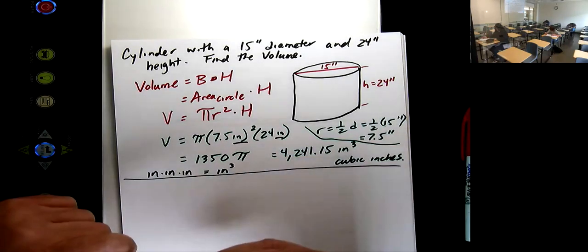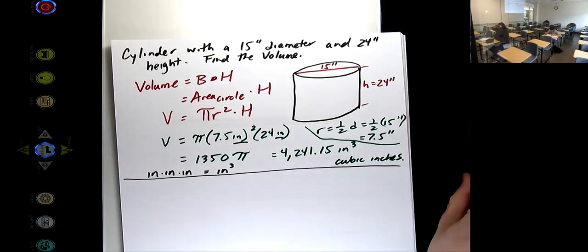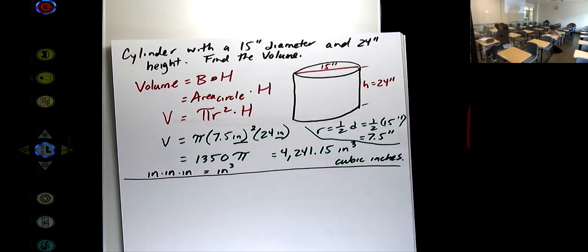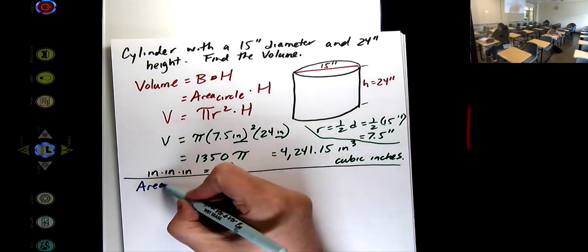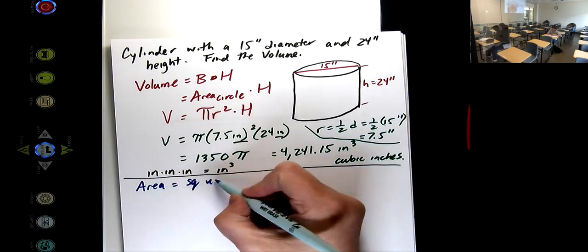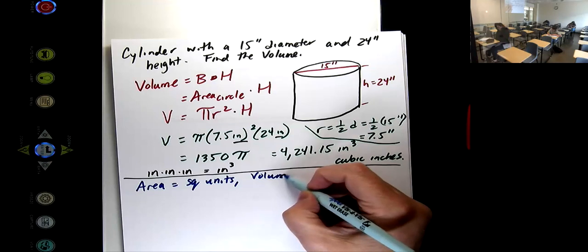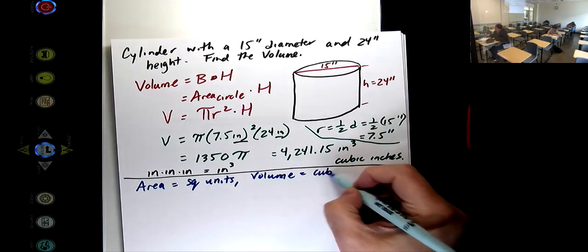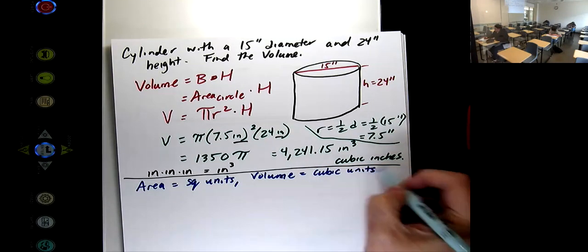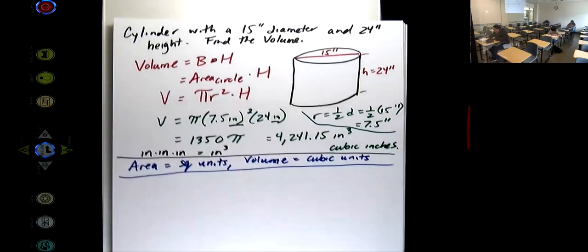That is a universal thing. This is worth noting. This is very, very, very important. Area comes in square units. Volume is always in cubic units. Always, always, always.